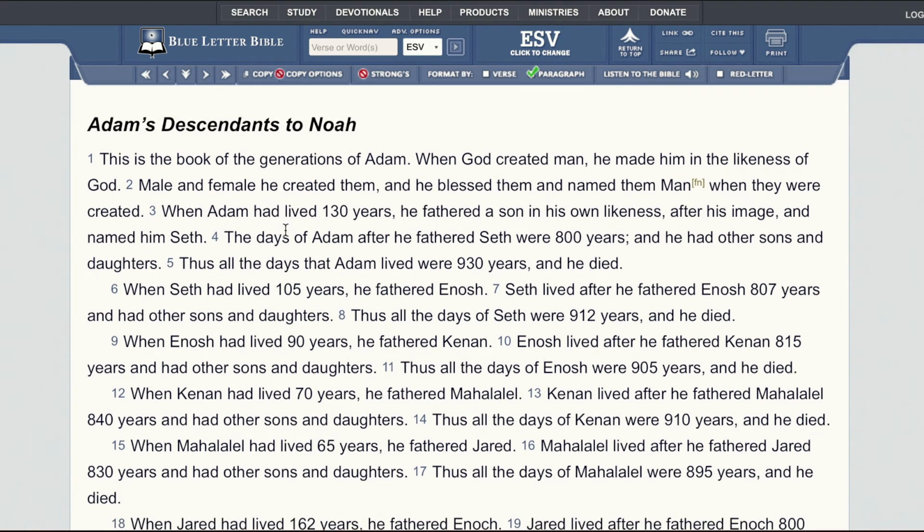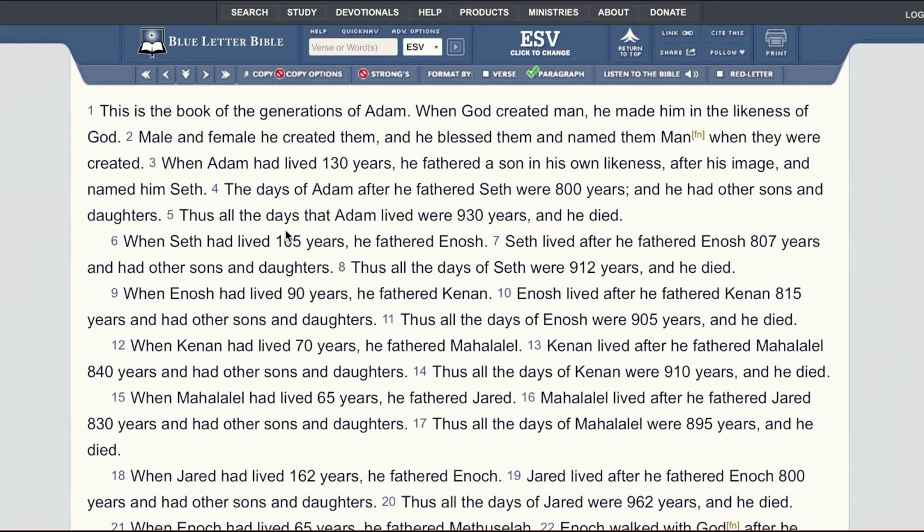Genesis chapter 5. This is the book of the generations of Adam. When God created man, he made him in the likeness of God. Male and female he created them, and he blessed them and named them man when they were created. When Adam had lived 130 years, he fathered a son in his own likeness after his image and named him Seth. The days of Adam after he fathered Seth were 800 years, and he had other sons and daughters. Thus all the days that Adam lived were 930 years, and he died.